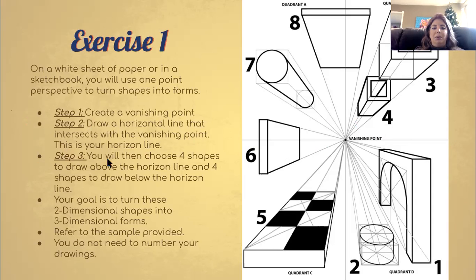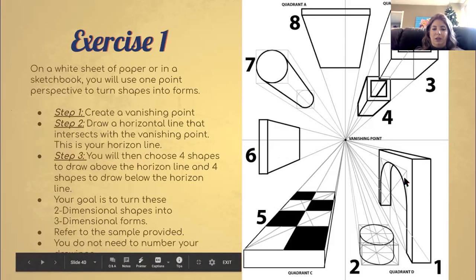Okay. Step 3, you will then choose 4 shapes to draw above the horizon line. So here we have an example, right? 1, 2, 3, 4. And then 4 shapes below the vanishing point, 1, 2, 3, 4. Okay. So your goal, guys, is to turn these 2-dimensional shapes into 3-dimensional forms.